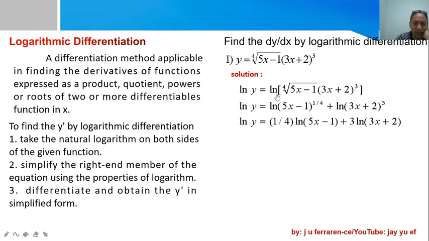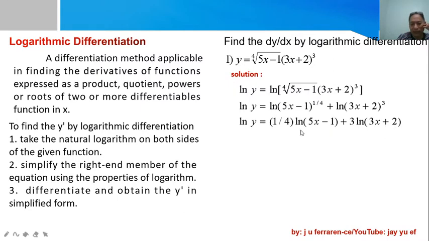There I have ln y, and the ln of the product of the fourth root of 5x minus 1 multiplied with the cube of 3x plus 2. So I have the ln of 5x minus 1 raised to the power 1/4. Since that is expressed as a product, I can write this as a sum of two logarithmic terms. So we have plus the ln of (3x plus 2) cubed. Now, you can further simplify using another property of logarithms by expressing the power as a factor. So we have 1/4 ln of 5x minus 1 plus 3 ln of 3x plus 2.